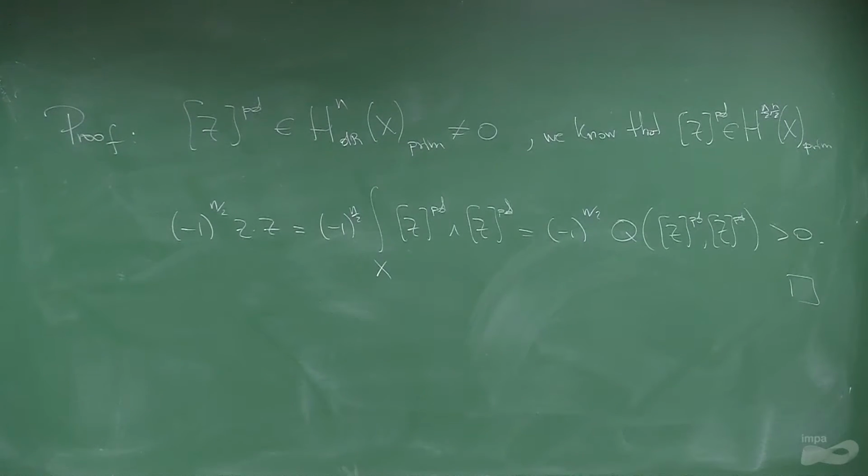Okay, so now I will talk a little bit about the intermediate Jacobians, and this will be the last part of this L2 Hodge theory part of the course. So first of all, definition. Let X be a compact Kähler manifold of dimension n.